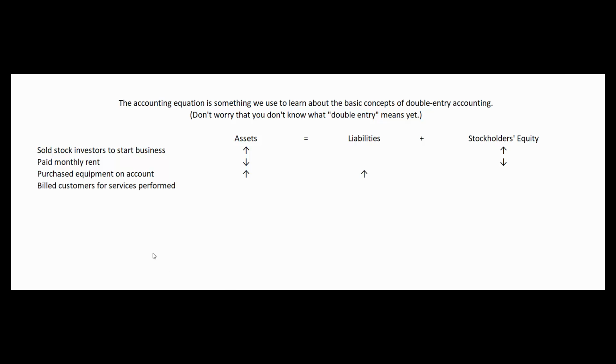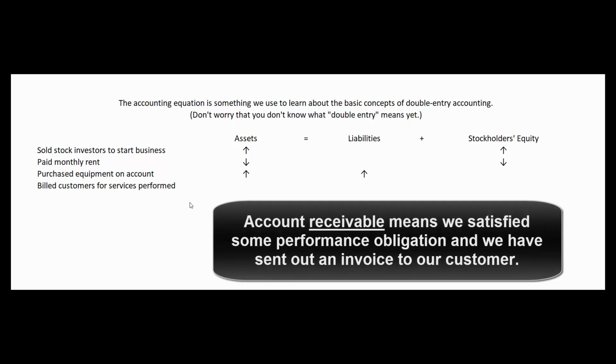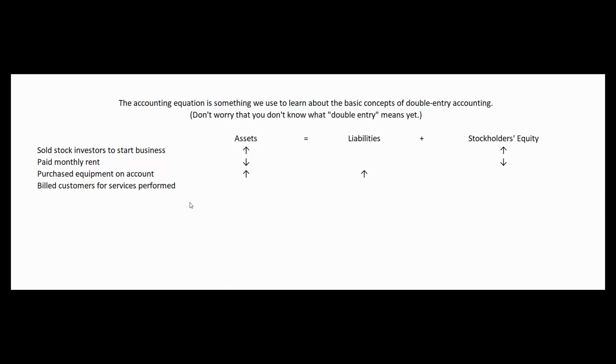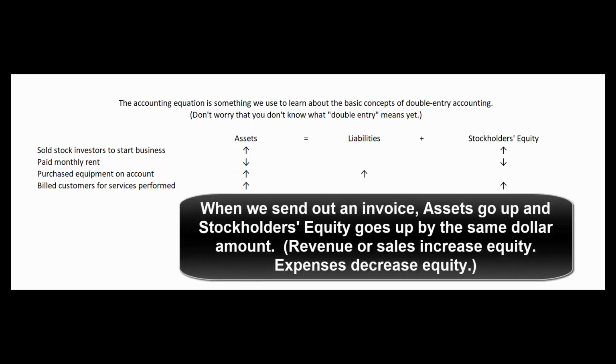Okay, let's do two more. Let's bill some customers for services performed. We've earned the money. We've satisfied a performance obligation. So we've sent out an invoice. That's called an account receivable. It's an asset. It means we're going to receive money in the future. So what's happening to our accounting equation? Assets, accounts receivable specifically, are going up by a number, and stockholders' equity is going up by that same number. Remember, revenue or sales make stockholders' equity go up. Expenses make stockholders' equity go down.